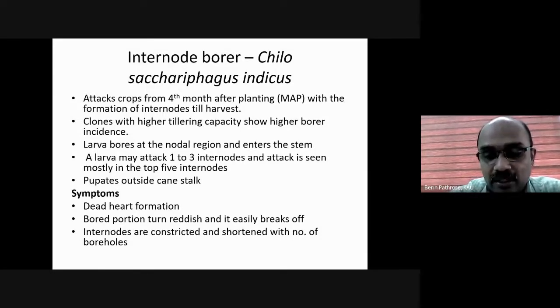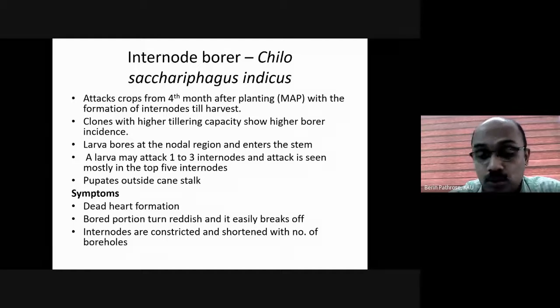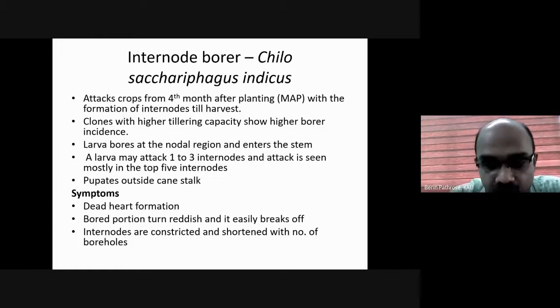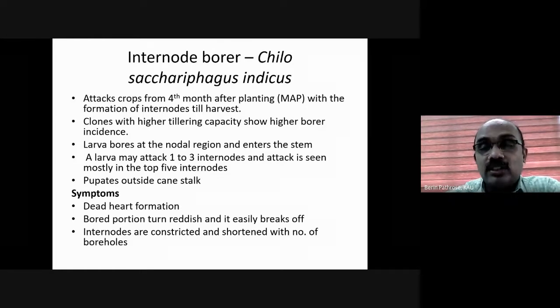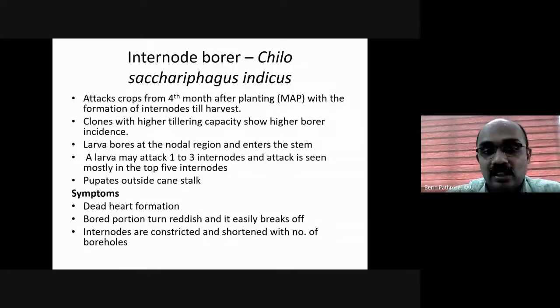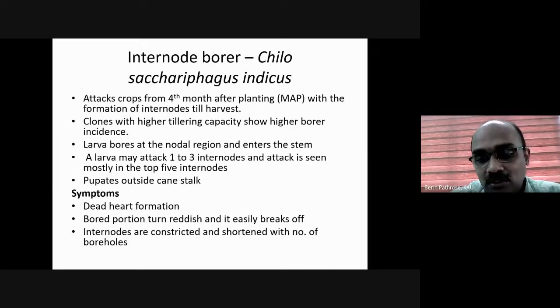So internode borer, Chilo sacchariphagus indicus, that's another major pest. But the peculiarity is that just like what we have discussed in the case of sorghum, we had sorghum shoot fly, which was a seedling pest attacking the crop up to 1 month old. Then afterwards, it was attacked by stem borer. Similarly, in the case of sugarcane, in the first 3 months, we will have the infestation of early shoot borer, Chilo infuscatellus.